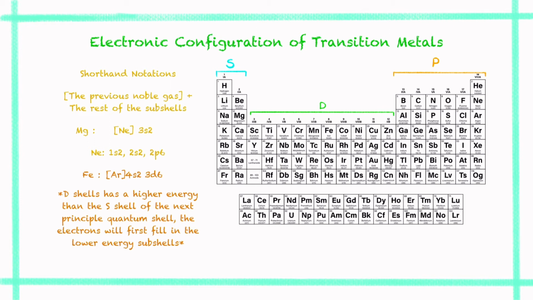There are also a few exceptions that you must remember that do not follow the pattern. Instead of 3d4, 4s2, chromium has a configuration of 3d5, 4s1. Similarly, copper has a configuration of 3d10, 4s1.